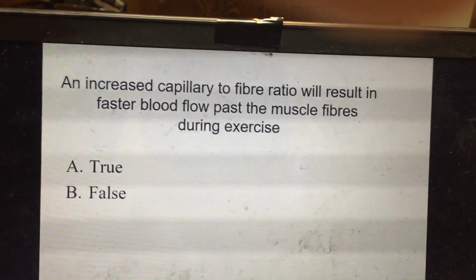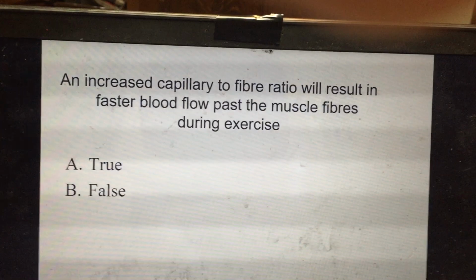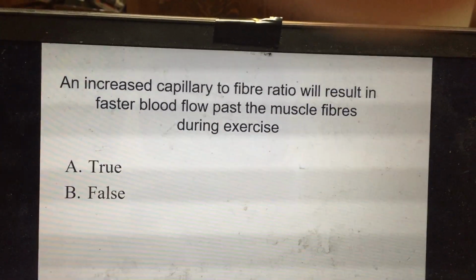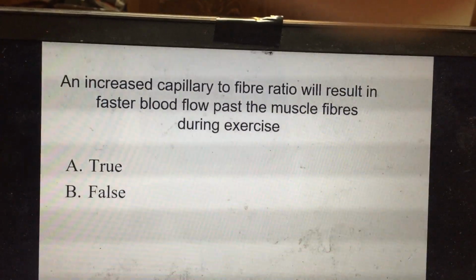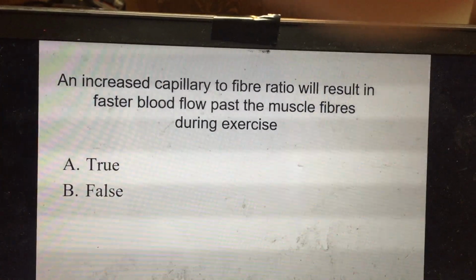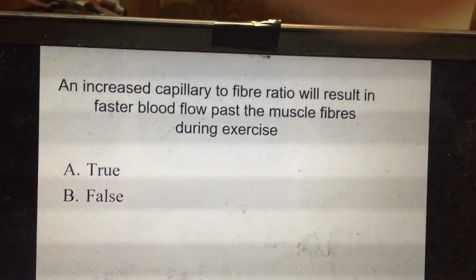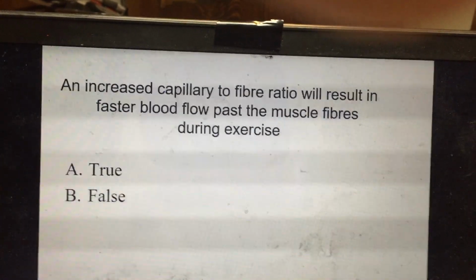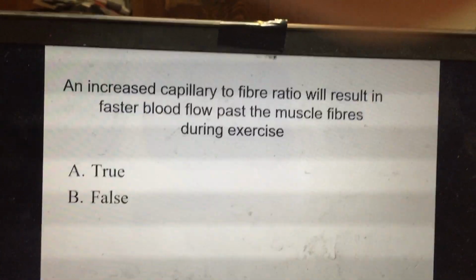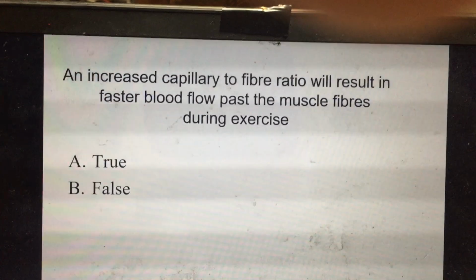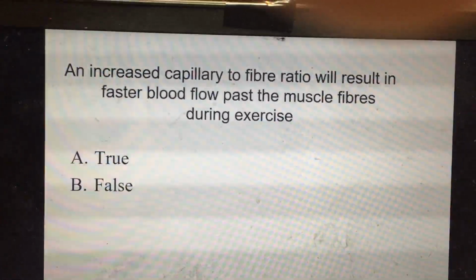So if your blood is flowing too fast by your muscle fibers, oxygen won't have a chance to dissociate from hemoglobin to get inside the fibers. So it's good to have a high capillary to fiber ratio. It slows down the blood flowing past the muscle and it allows oxygen to better dissociate from the hemoglobin to be delivered to the muscle fibers.